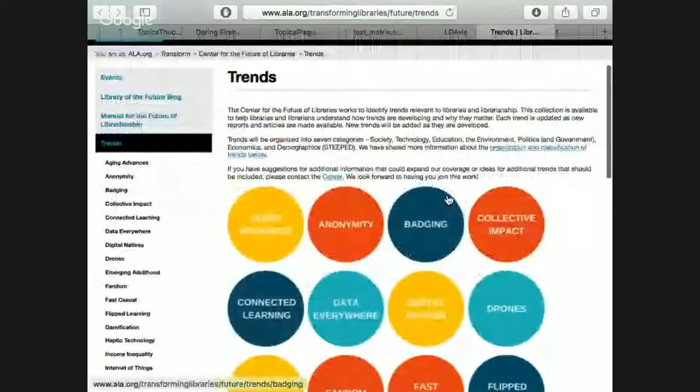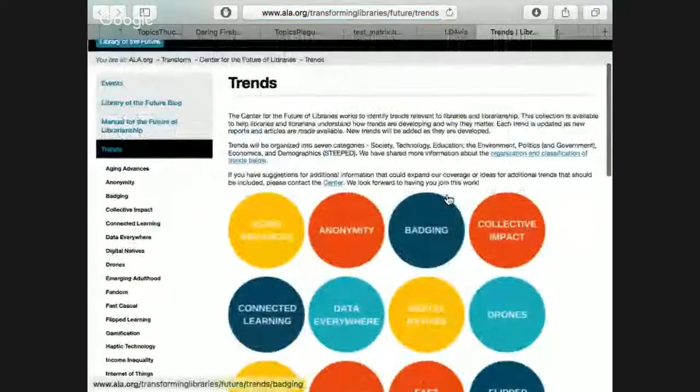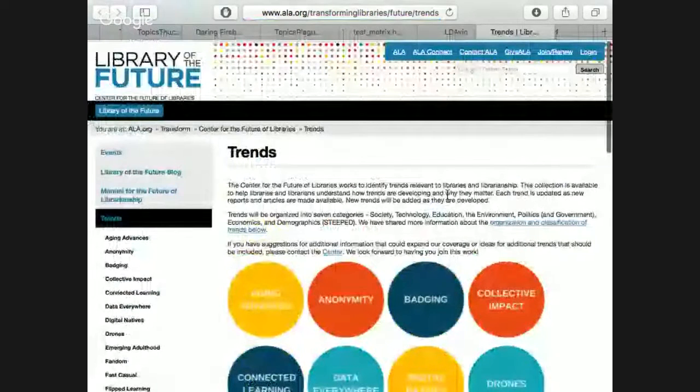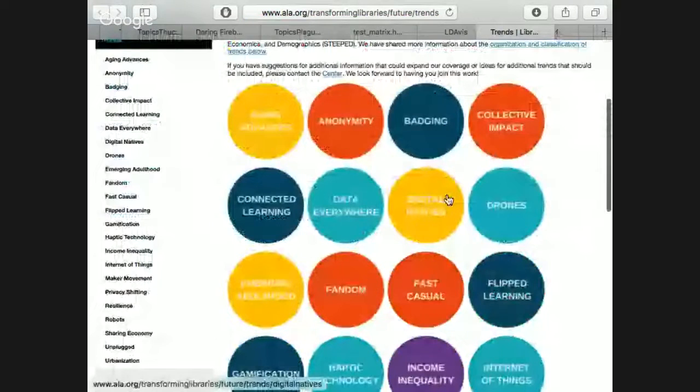So here we have the Library of the Future web page, and they're thinking about how they deal with all the societal challenges society throws at us. How do they deal with aging advances? We're all becoming older and older, and we'll spend more time of our life not working and be bored and having to go to a library more than before.